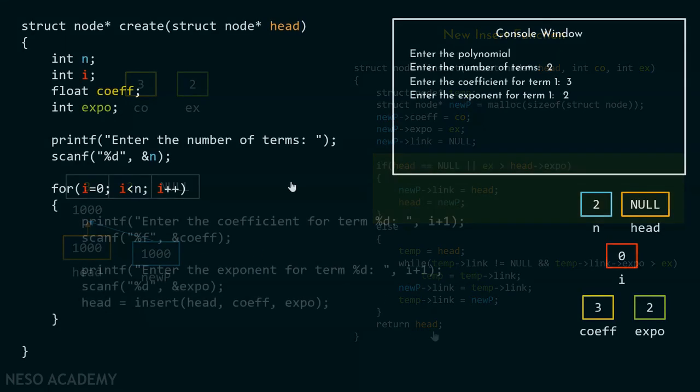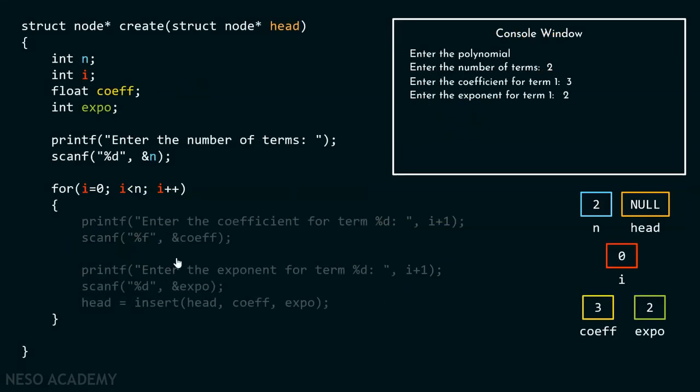After this, obviously head will get returned back to the function and here this head will receive the address 1000. Isn't that so? After this, i will get incremented, which means that this 0 will get replaced by 1 and obviously we will again check this condition: is 1 less than 2? Obviously 1 is less than 2, right? So we'll get inside this for loop.